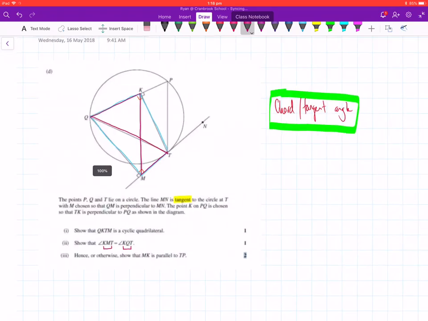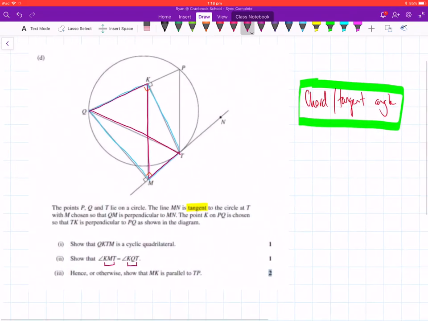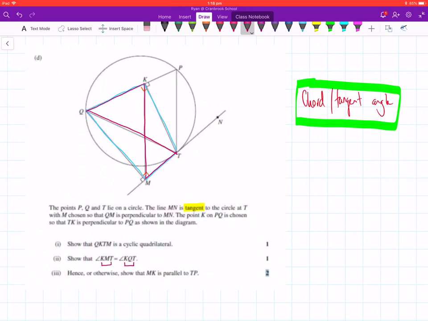So all of those hints point towards angles subtended by the same chord, and that is in fact exactly what this is. KTMQ is a circle, KT is a chord in that circle, and it subtends the angle alpha at Q, and therefore will subtend the angle alpha at M. So the only reason we need there is that the same chord subtends equal angles in the same segment. The next one is worth 2 marks.